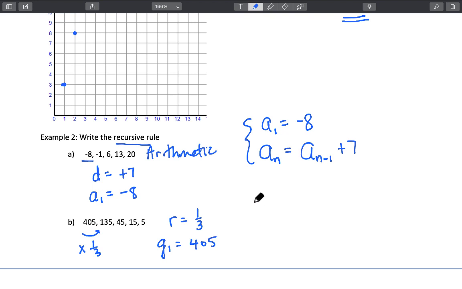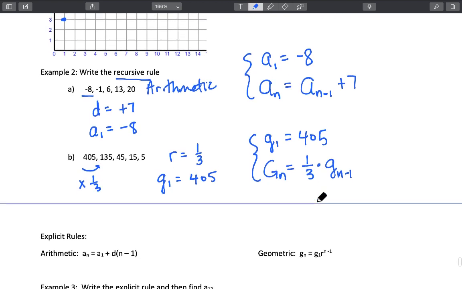Okay, following the rule from up above that we have copied down in our notes, now we're going to say g sub 1 is equal to 405. G sub n, any term in the sequence that I want to find, can be found by taking 1/3, my common ratio, and multiplying it to g sub n minus 1. That's the term before the one you're trying to find. All right, guys, there you have it. You got your arithmetic recursively defined statement, and you have a geometric recursively defined statement.